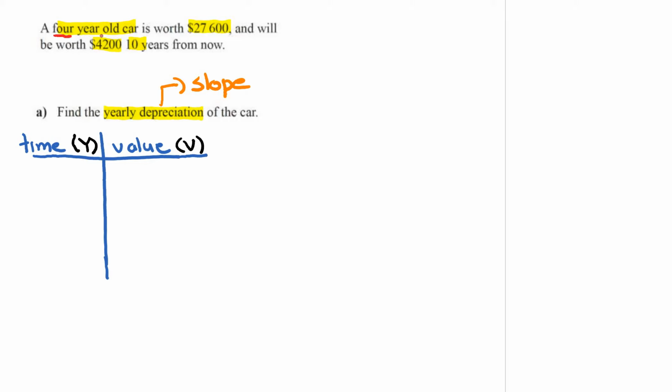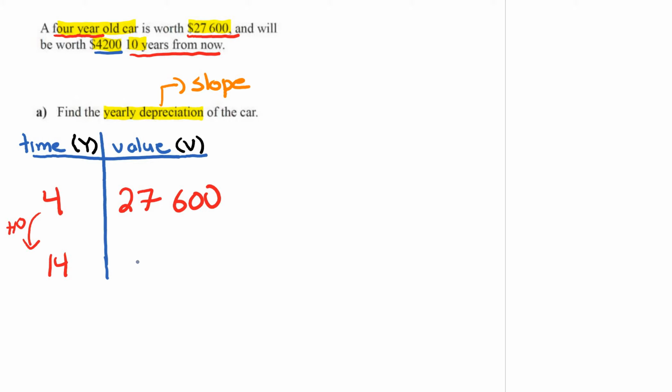The car is 4 years old, so when time is 4, the value of the car is $27,600. Then 10 years from now, we have to add 10 years, and if I add 10 years I get to 14, so after 14 years the car is now worth $4,200. That's how you would put the values into your table of values here, and the units for time are y for years, and the variable for value is going to be v.